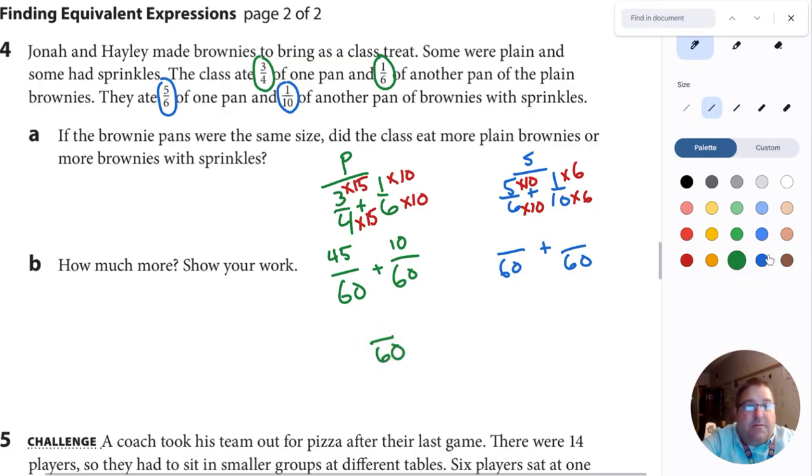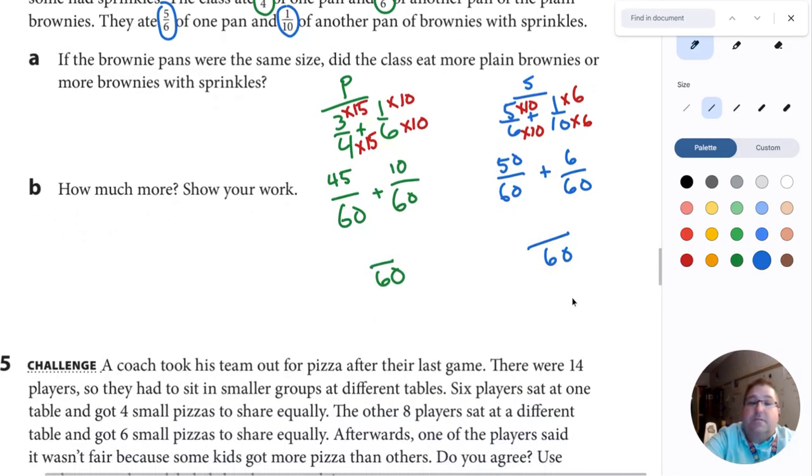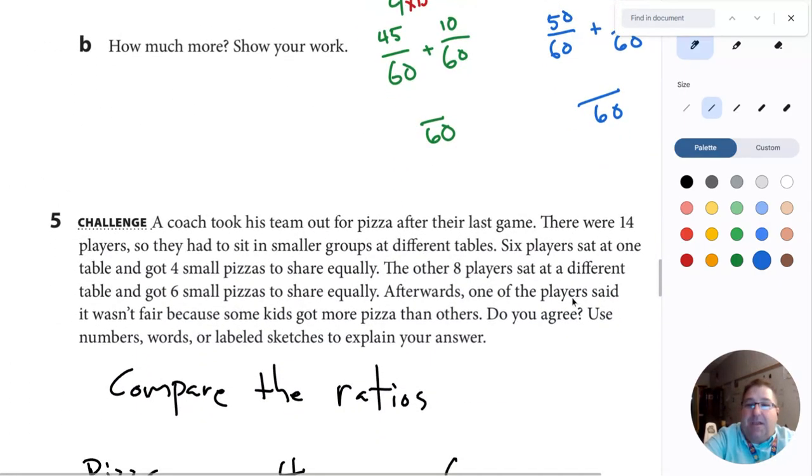Something over 60. Okay, how about over here? 5 times 10 is 50. 1 times 6 is 6. Well, 50 plus 6, boom. 45 plus 10, boom. Then we'll know, okay, how much total of the plain brownies did we eat? How much of the sprinkles did we eat? So then we'll know, A, which one did they eat more of, and B, how much more did they eat? Once you do this last step, it's going to be pretty easy, guys. So again, if you need some help with that, I got you that far. But reach out if you still have questions after that.